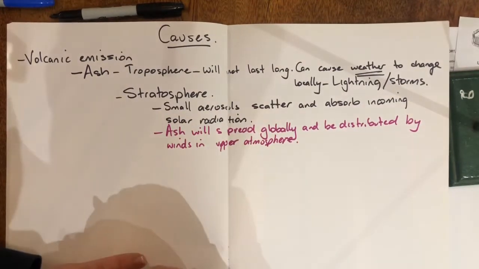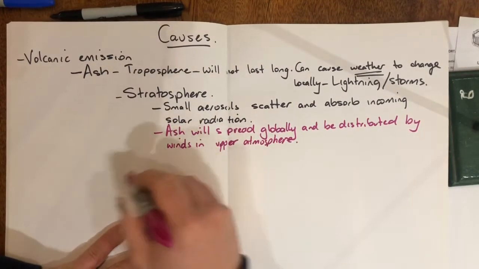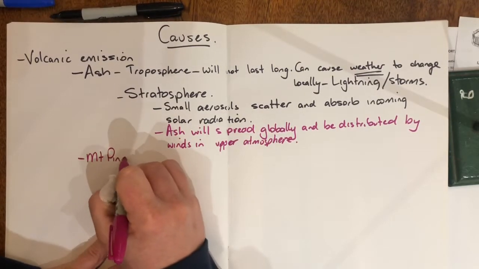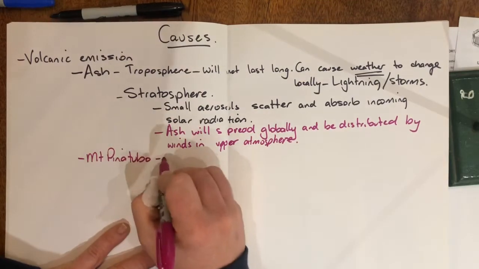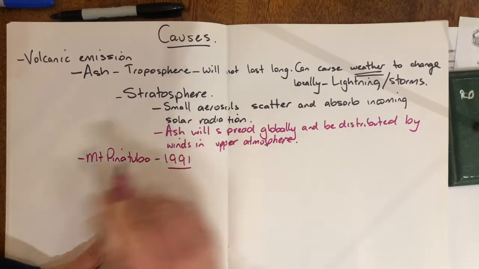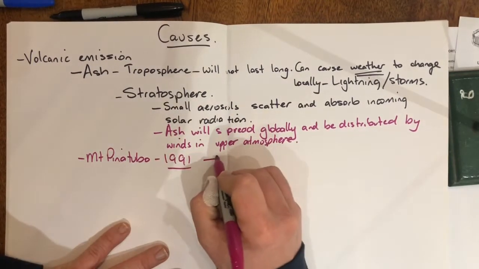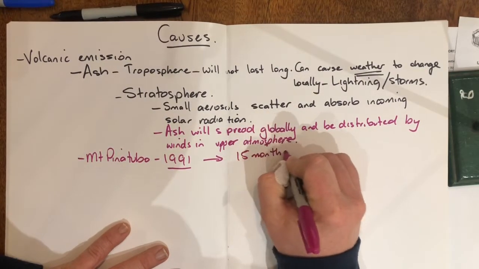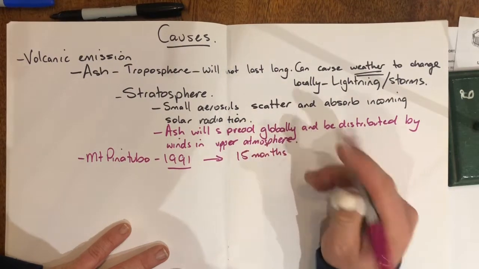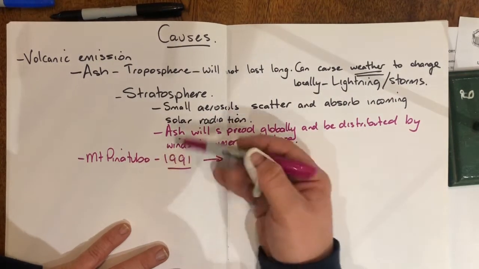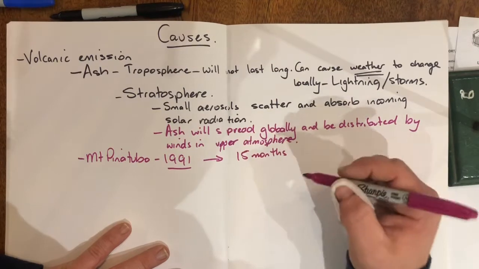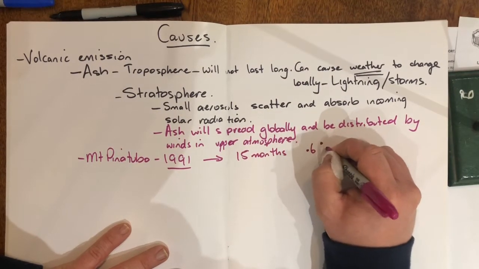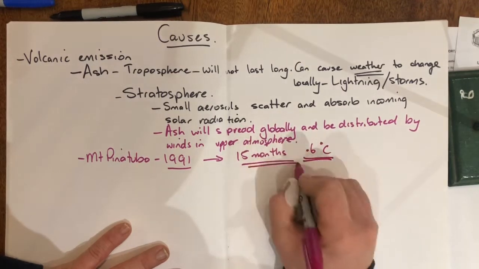Okay, so the best example that we have of this is Mount Pinatubo. And that was in 1991. Over the course of about 15 months, ash and actually sulfur dioxide, which I'll talk about in a second, led to a climate change of -6 degrees Celsius over 15 months.